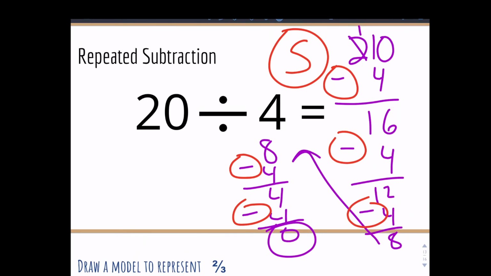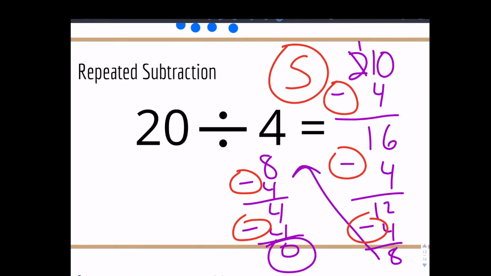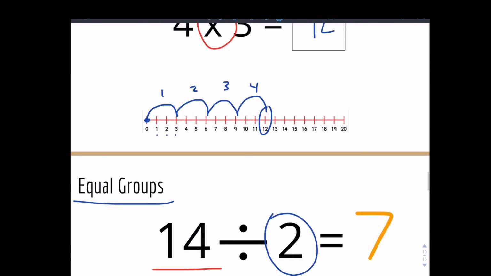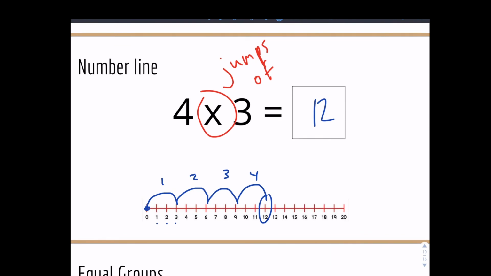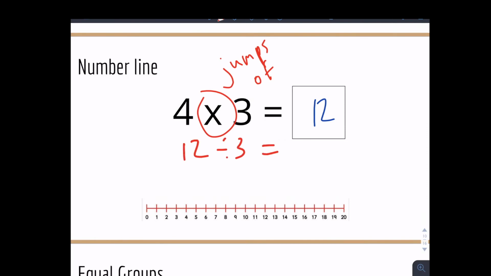That is it. And again, I didn't put a number line on here, but if you're looking at a number line, it's just like how we did with multiplication, but instead of jumping forward, you would just be jumping backwards. So in this problem would look something like 12 divided by 3. And so you would start at 12 and jump by 3 all the way back to 0 and see how many times did I jump. It was 4 different times.